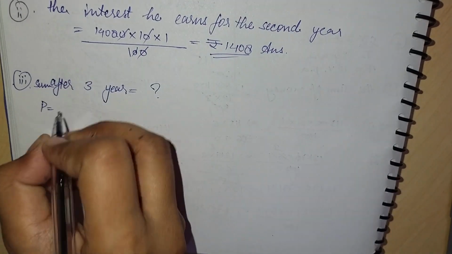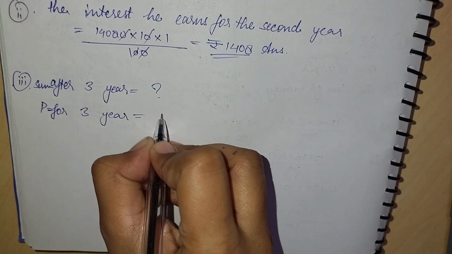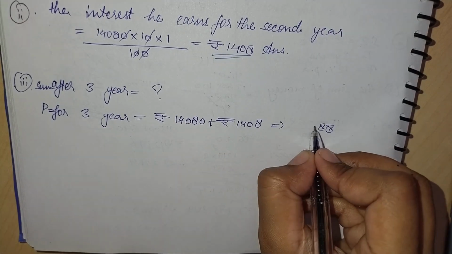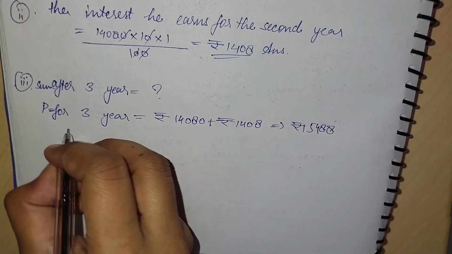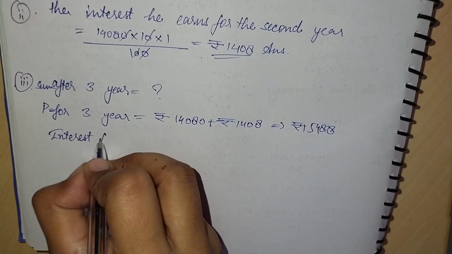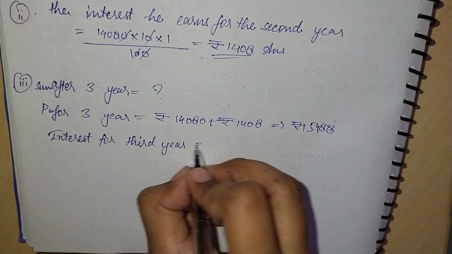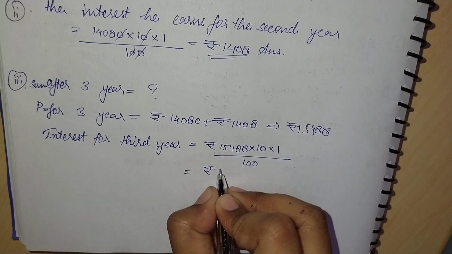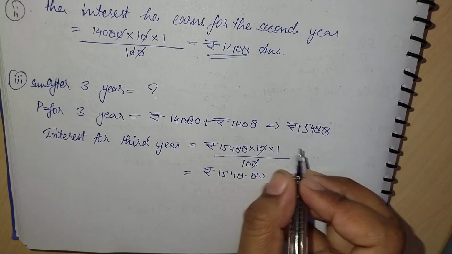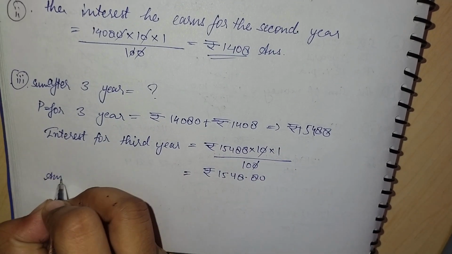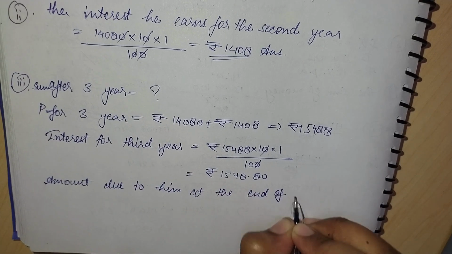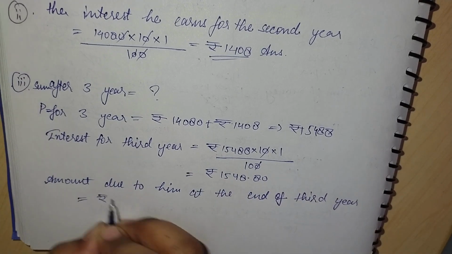If you have to find, we will find firstly the interest for the third year by putting the principal value of adding 14,080 plus 1,408. So we will get 15,488. Now interest is 15,488 into 10 into 1 divided by 100 equal to rupees 1,548.80. Now here amount for third year, amount due to him at the end of third year.